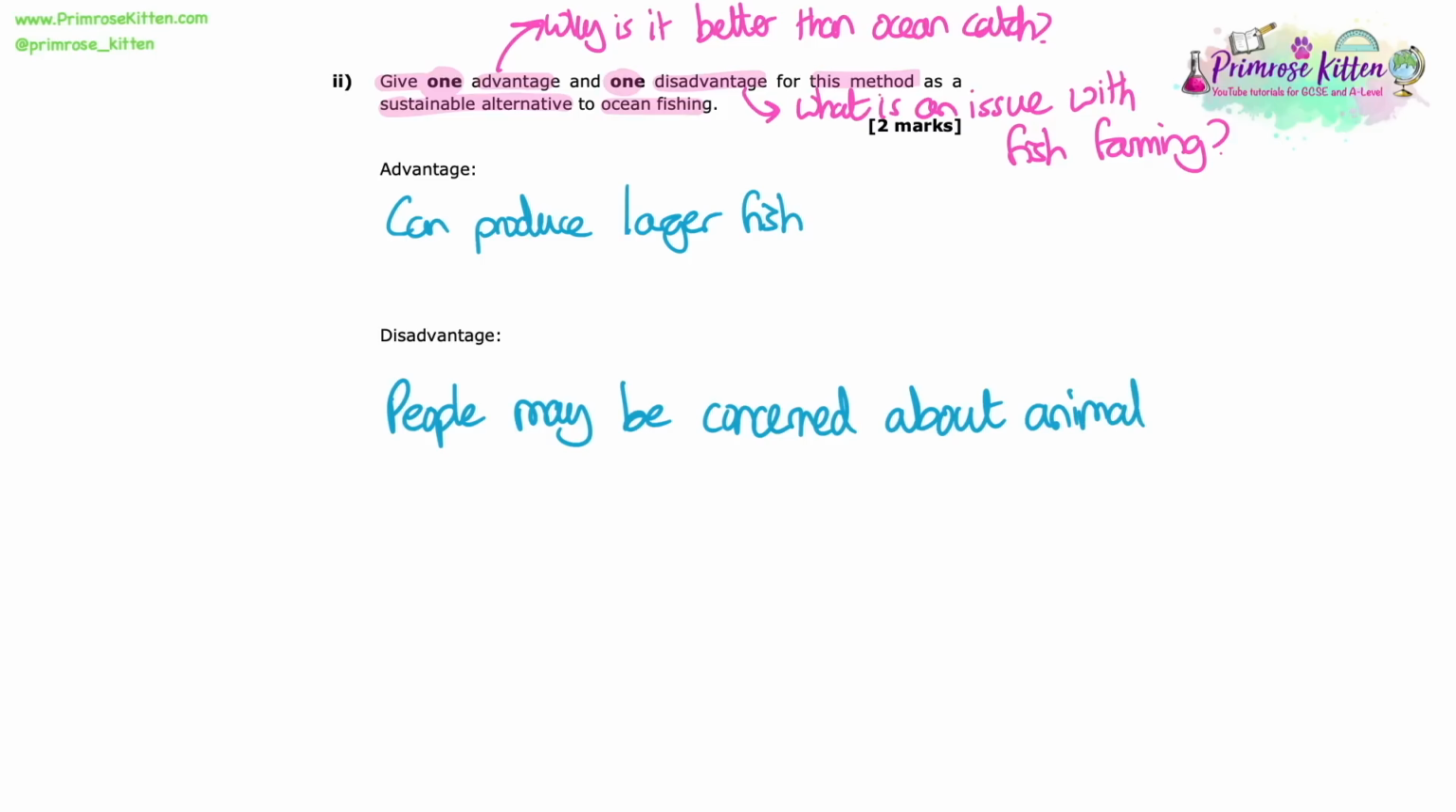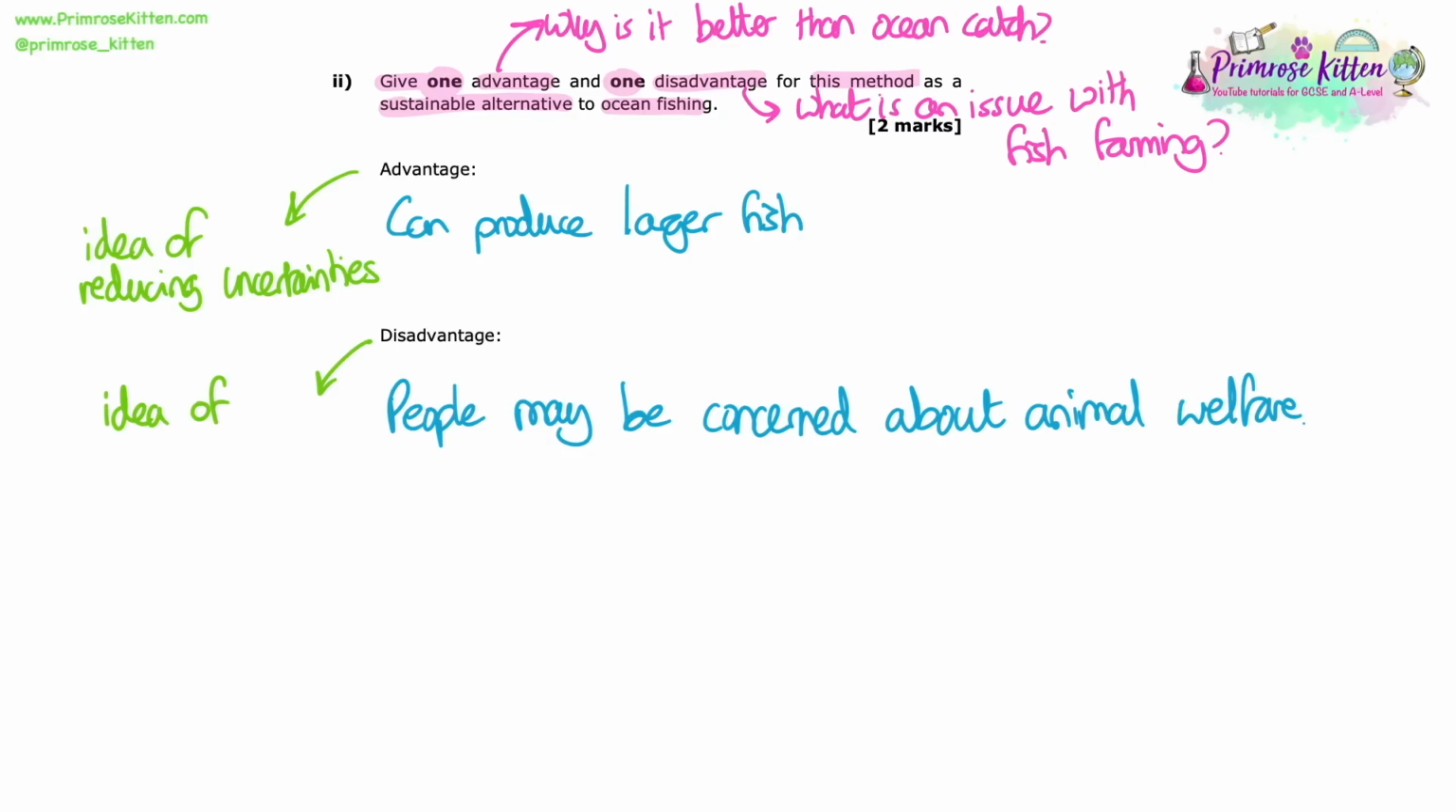So that's one thing. There are other advantages on the list, but you just have to think about what things you can control in this environment that mean you won't have the uncertainties that you might have if you were just catching fish out of the sea at random with less control over their conditions. And then the disadvantages are all about welfare or ethical or moral issues with this type of farming. So people may be concerned about animal welfare. So some people might not want to buy tuna that has been farmed as opposed to sustainably caught ocean tuna.